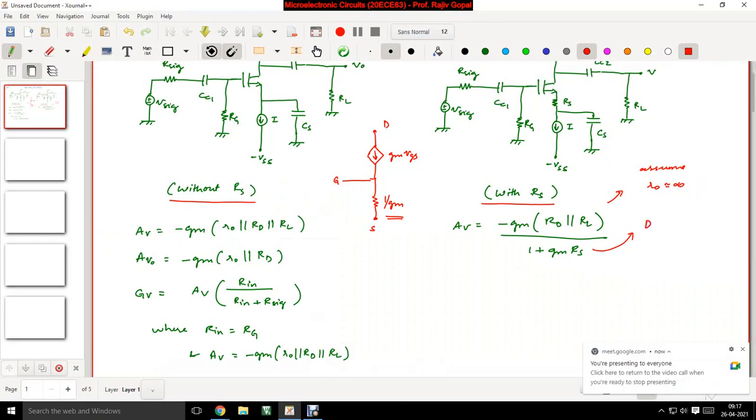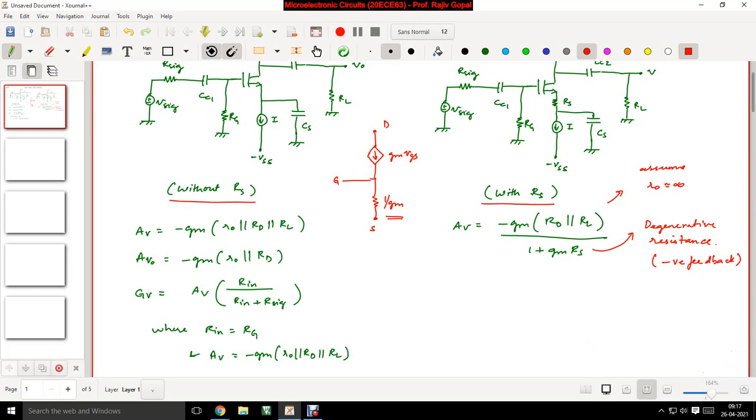So this Rs will behave as a degenerative resistance, basically negative feedback. If you compare the gains with Rs and without Rs, you can see that the gain is reducing by a factor of 1 plus GM into Rs. So AV naught would obviously get rid of RL, so it will simply be minus GM into RD divided by 1 plus GM into Rs.